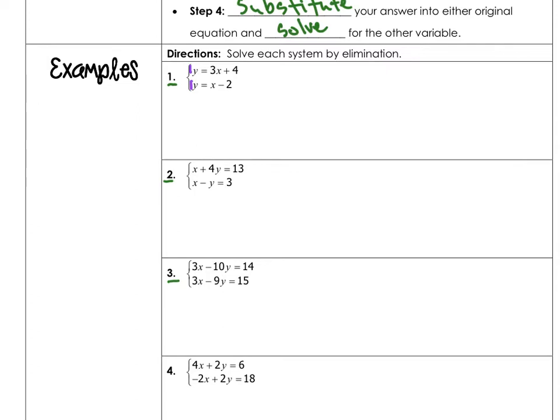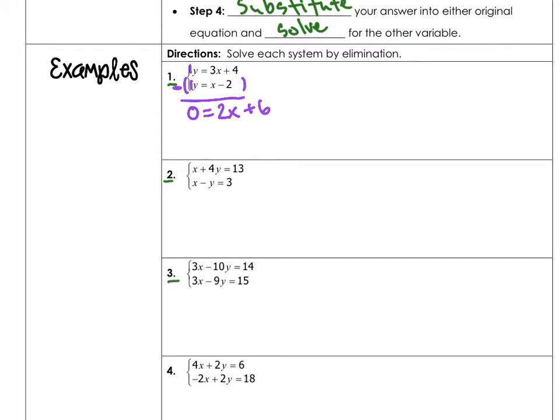So since these are the same, we want to cancel these out. Notice that these are both positive. Since they're both positive and we want them to cancel out, we're actually going to subtract the bottom equation from the top. So I'm going to do 1y minus 1y. That's going to leave me a 0, because those totally cancel out. Then I have 3x minus x. That's going to give me a 2x. And then I'm going to have 4 minus negative 2. We have to be careful with that. 4 minus negative 2 is going to give me a positive 6. Don't forget that minus a negative makes a positive.